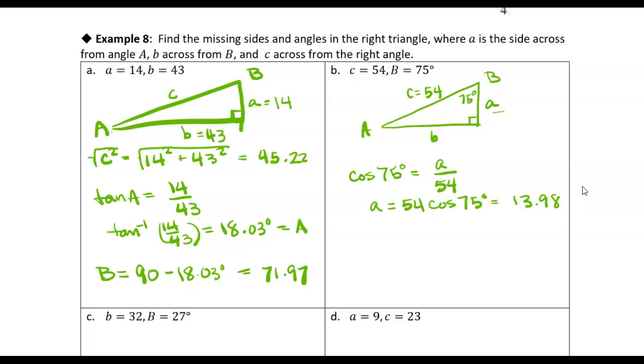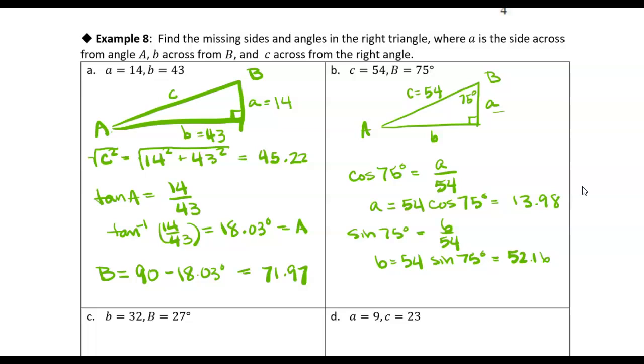All right. Now, if I want side b, I could use sine because that's the opposite side. So the sine of 75 degrees is equal to b over 54. If we solve for b, we get b is equal to 54 sine of 75 degrees, and that gives us 52.16.